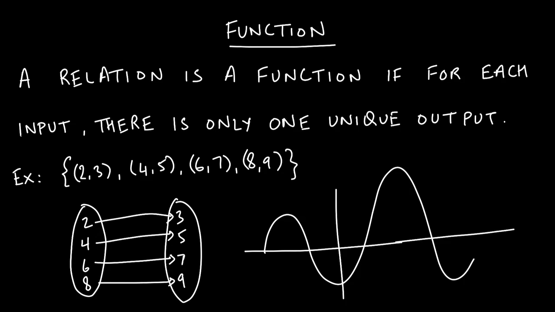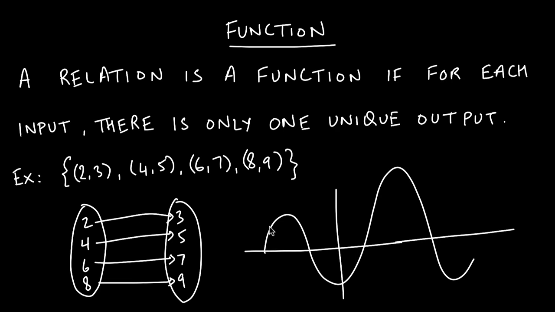In addition to just being a set of ordered pairs, for a function, for each input, there is only one unique output. So if we take a look at this closer, 2 is getting mapped to 3, 4 is getting mapped to 5, 6 is getting mapped to 7, 8 is getting mapped to 9. So for each one of these input elements, there is only a single unique output element.